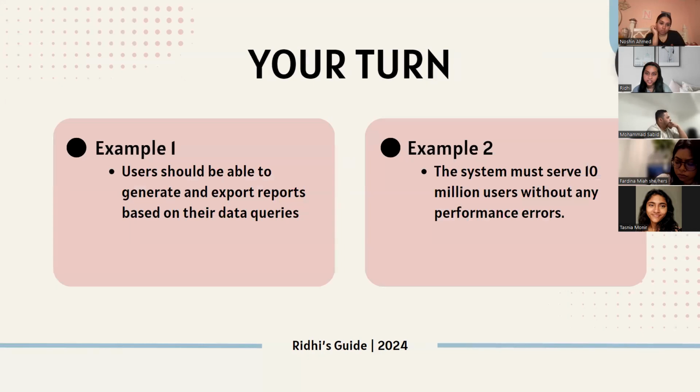So now it's your turn because I want to understand if you have an idea of it. I'm going to read 2 examples and I hope someone volunteers and tells me which one they think is which. So the first one is users should be able to generate and export reports based on their data queries. And the second one is the system must serve 10 million users without performance errors. So which one is functional and which one is non-functional?